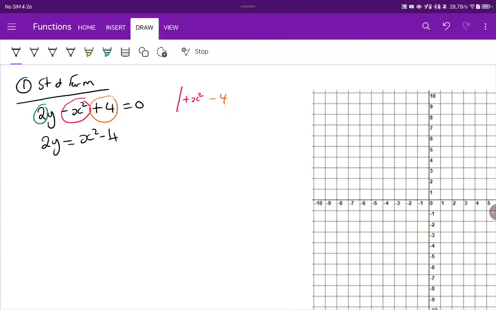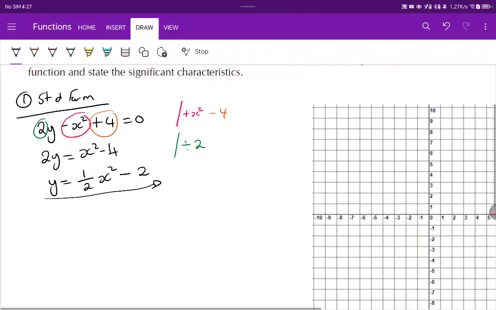Now let's get rid of the 2 in front of the y. So we're going to say divide by 2 on both sides. So y is equal to, technically, 1 divided by 2 x squared minus 4 divided by 2, which we can simplify to 2 minus 2. That is our standard form equation.